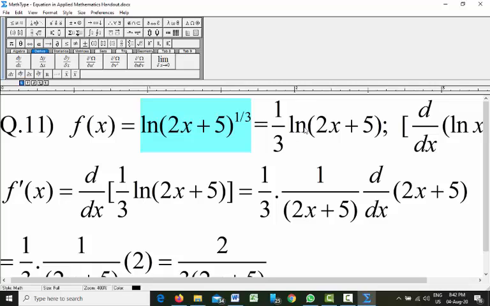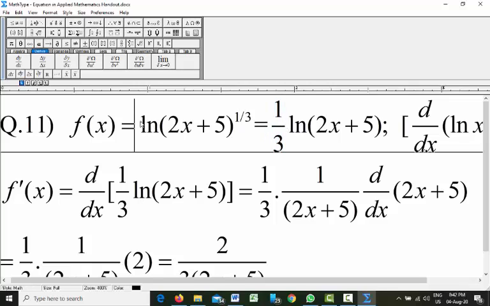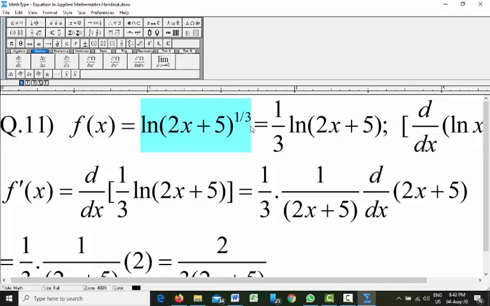So that means this 1 by 3 will move behind the logarithm. The power will no longer be there. This is the rule of logarithm, not differentiation. We haven't started with differentiation. The power moves behind the logarithm because of the logarithm rule.